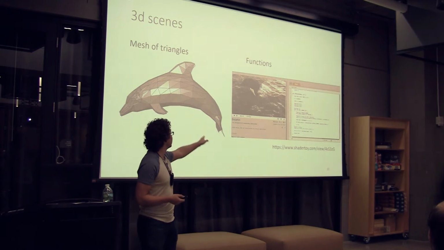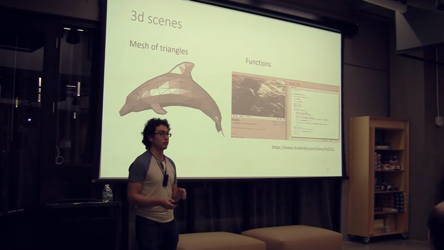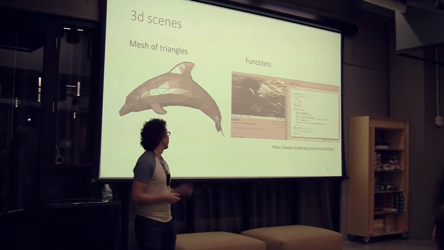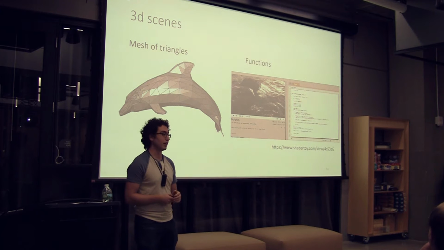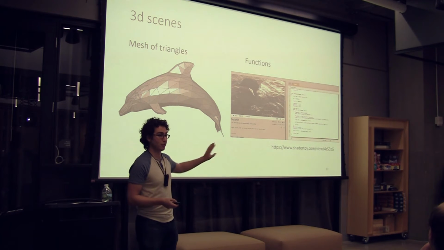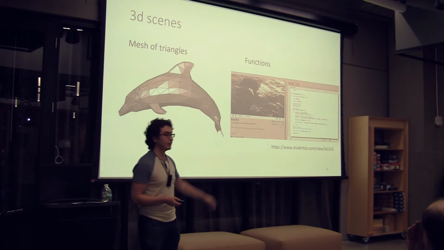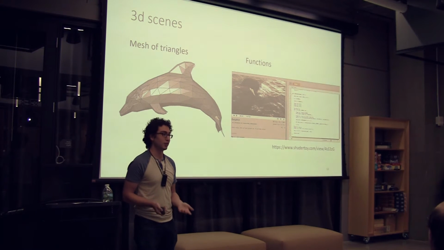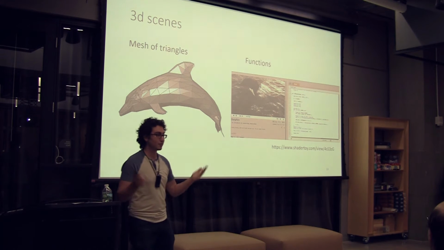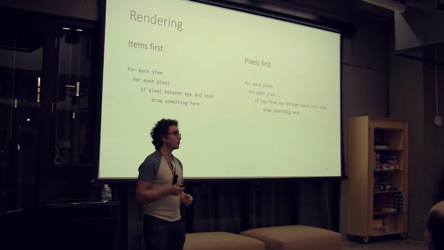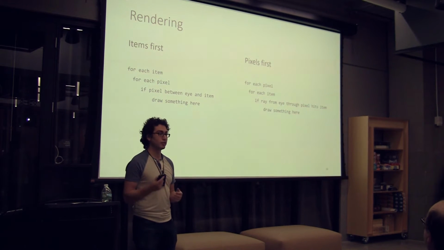And so here's a scene of a dolphin swimming in water that was rendered all with functions. On the right is the code that was used to generate it. If you get a chance, go look at this. It's incredible. The code in this window, I don't know if you could see it, is the code for the dolphin. So, that's how you render a dolphin. That's it.